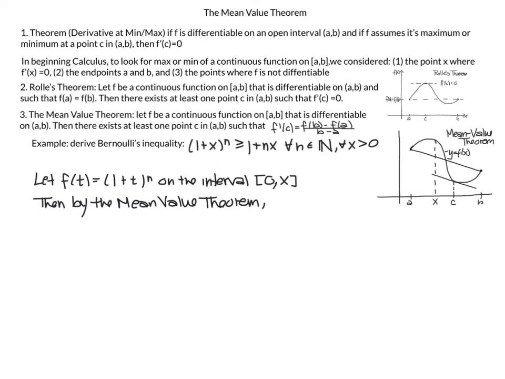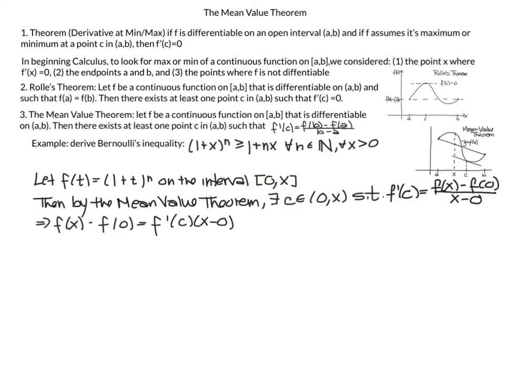So you may notice I switched my variable to t because I wanted my interval to be in terms of x, my variable. So by the mean value theorem, there exists a c in this interval 0 to x such that f prime of c is equal to f of x minus f of 0 all over x minus 0. And remember, in this case, our x is going to be our rightmost endpoint, playing the role of b, and 0 is our leftmost endpoint, playing the role of a in our mean value theorem.